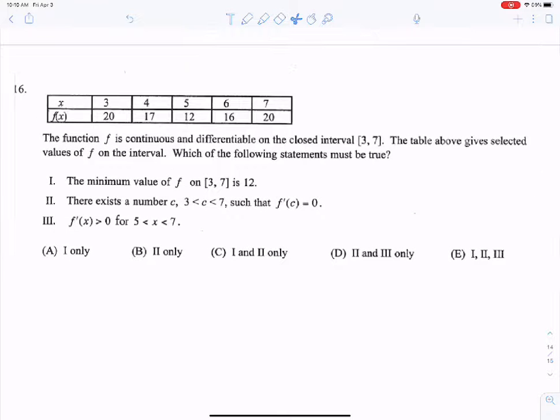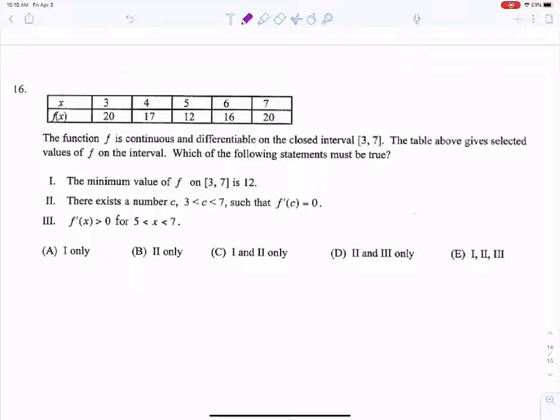Okay. What do we got? The function f is continuous and differentiable. That's important. On the interval from 3 to 7. The table consists of the selected values of f. Which of the following statements must be true?